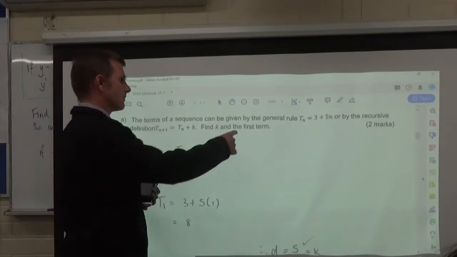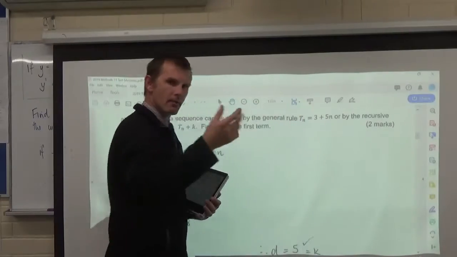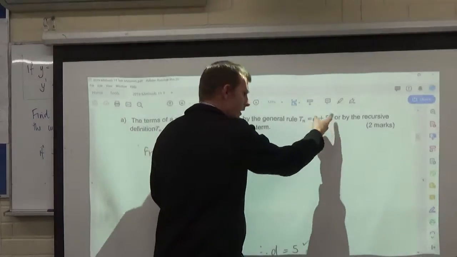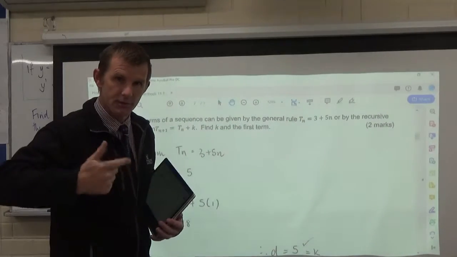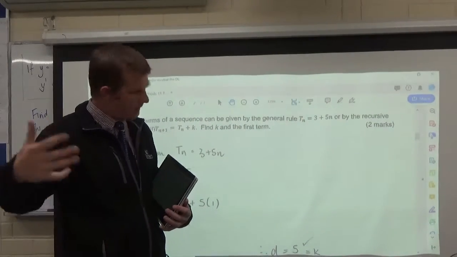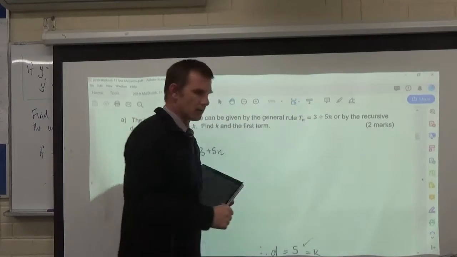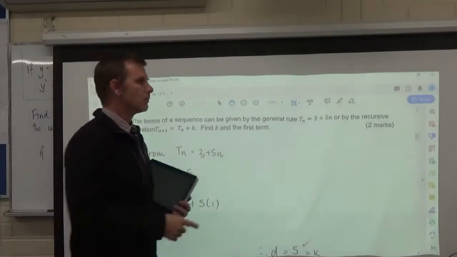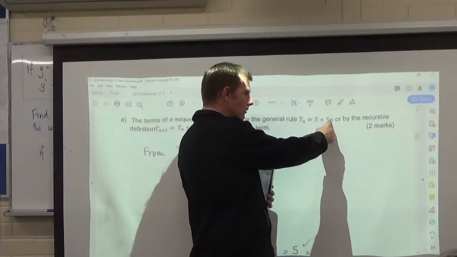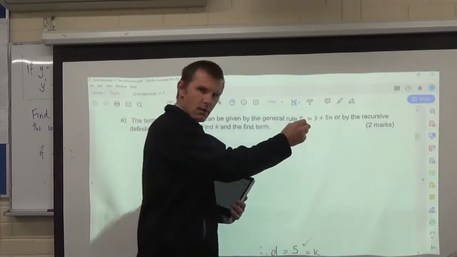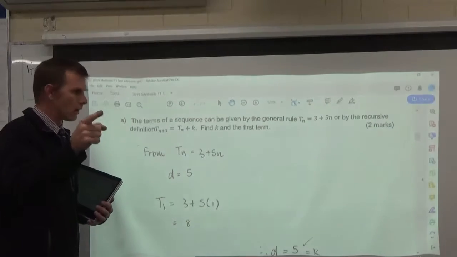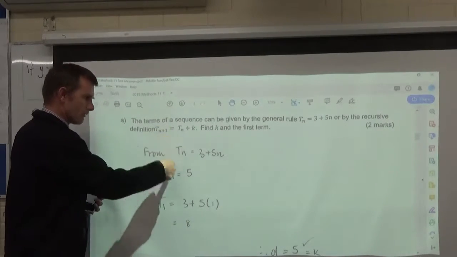Terms of a sequence can be given by this general rule. Now remember, read out of here. 5n, that's saying the constant difference is 5. This is not necessarily the starting term, because if I put 1 in here, then I get 8. That's the starting term, isn't it? T1 equals 8, which is what I've done here.